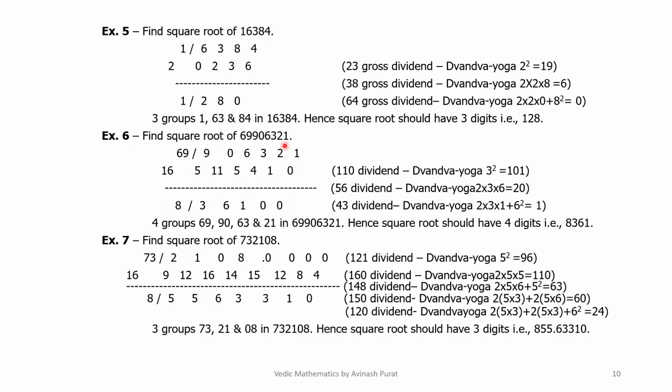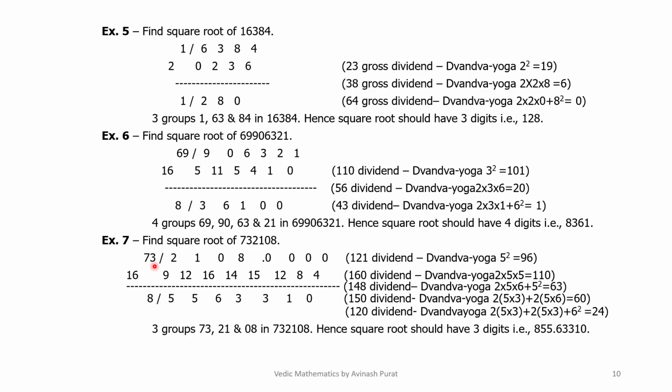Now there are four groups as we saw in the dividend, 69906321. So the square root should have four digits, that is 8361. Now example 7, find the square root of 732108. Now there are three groups, 08, 21 and 73.